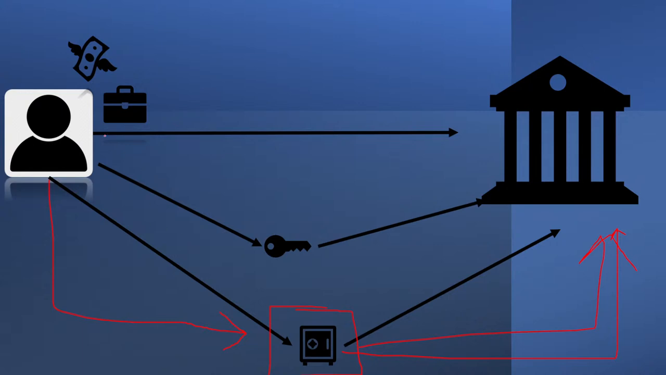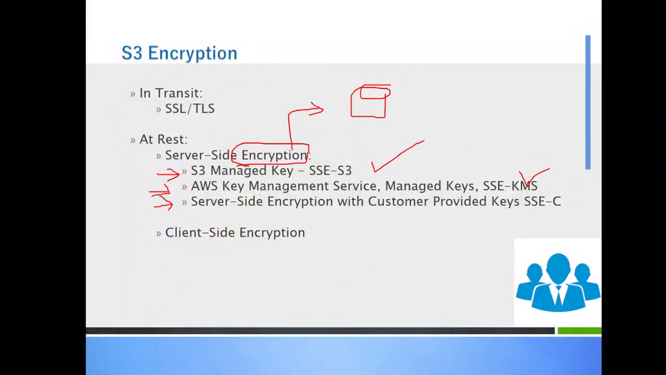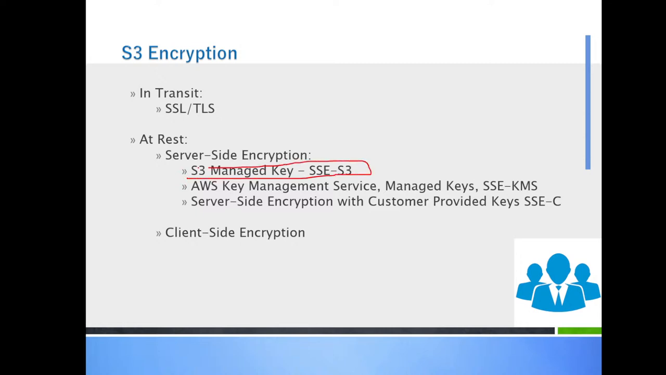You completely trust the bank, you have the key, and there is something called a vault system. Now understand the three scenarios here as well. First scenario: everything here is about the key. S3 managed key, AWS managed key, and server side encryption with customer provided key. Now first understand the S3 managed key.